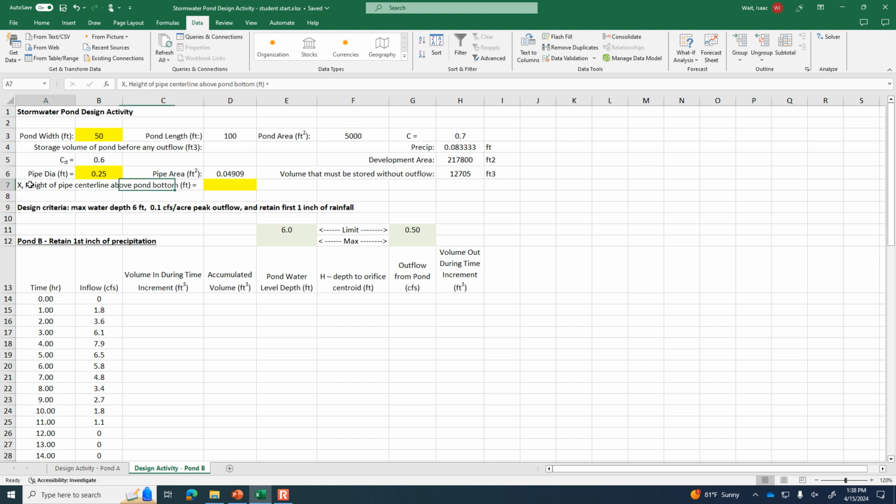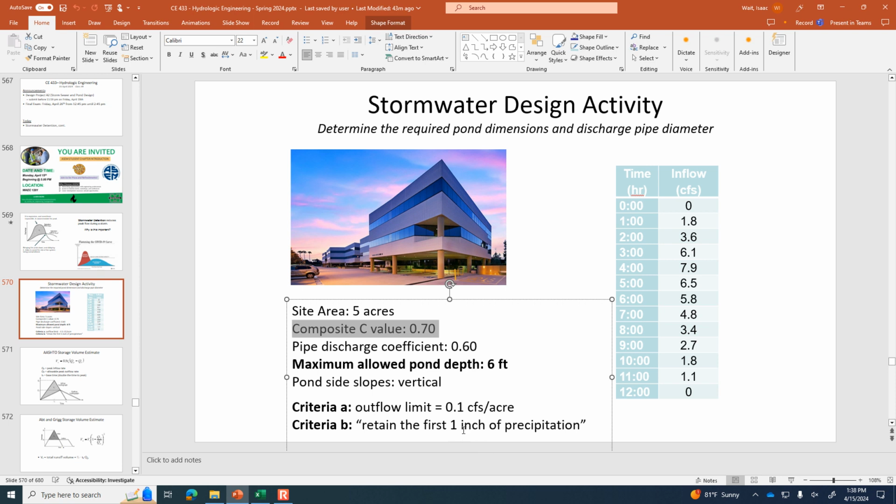Okay, now this part, height of the pipe center line above the pond bottom. The criteria, if you look at the handout I gave you, it goes into a little bit more detail than this slide, but it says that we're not talking about temporary detention, we're talking about retention. That first inch of precipitation is going to be in the pond and not flowing out. You have to have an inch of rainfall and then water can start coming out of the pond. So look at this drawing I have on the whiteboard. The way it's drawn right now, as soon as the water level starts rising, it's going to flow out of the pipe.